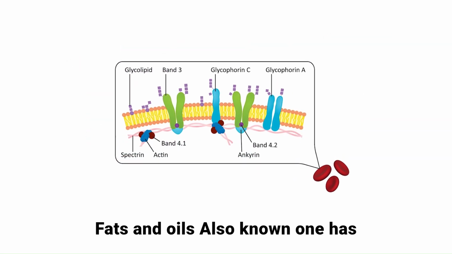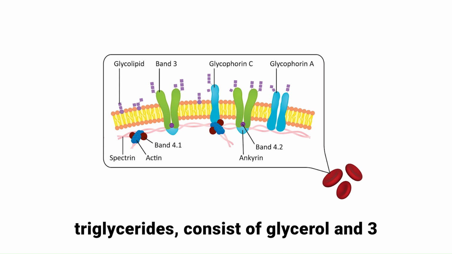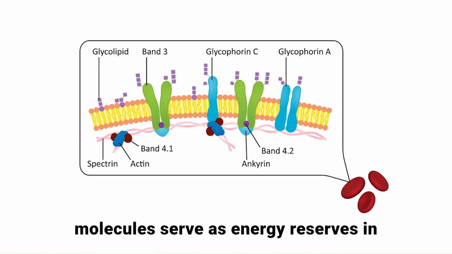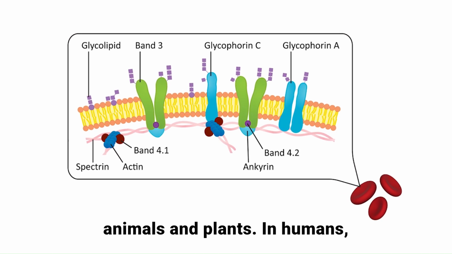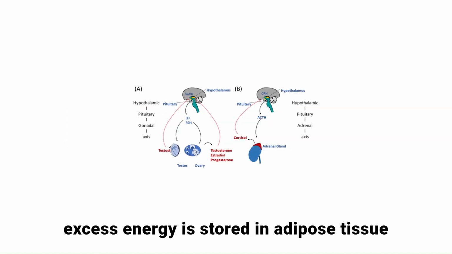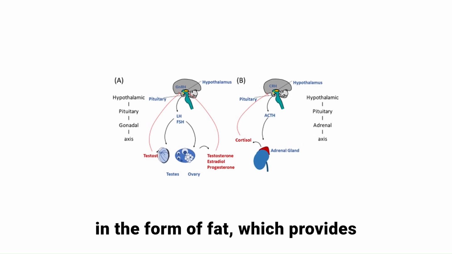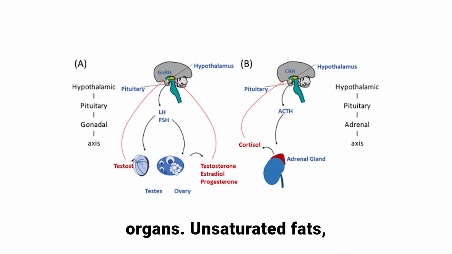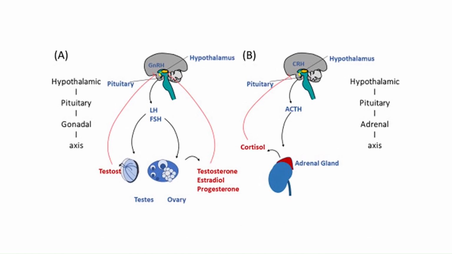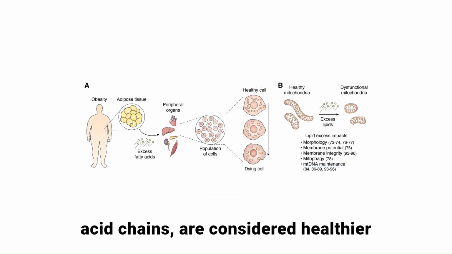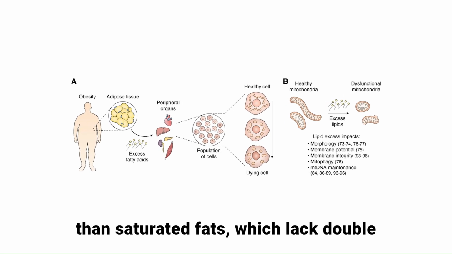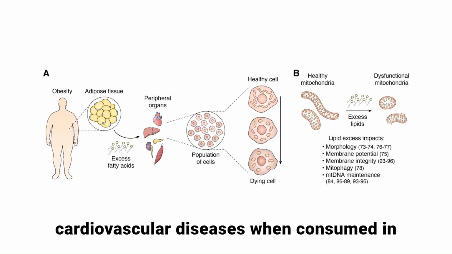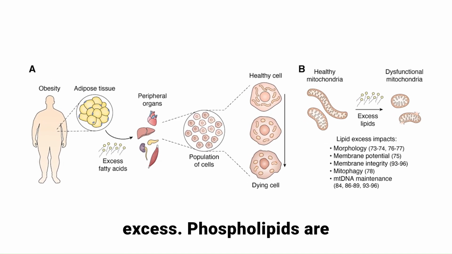Fats and oils, also known as triglycerides, consist of glycerol and three fatty acid chains. These molecules serve as energy reserves in animals and plants. In humans, excess energy is stored in adipose tissue in the form of fat, which provides insulation and protection for internal organs. Unsaturated fats, which contain double bonds in their fatty acid chains, are considered healthier than saturated fats, which lack double bonds and can contribute to cardiovascular diseases when consumed in excess.